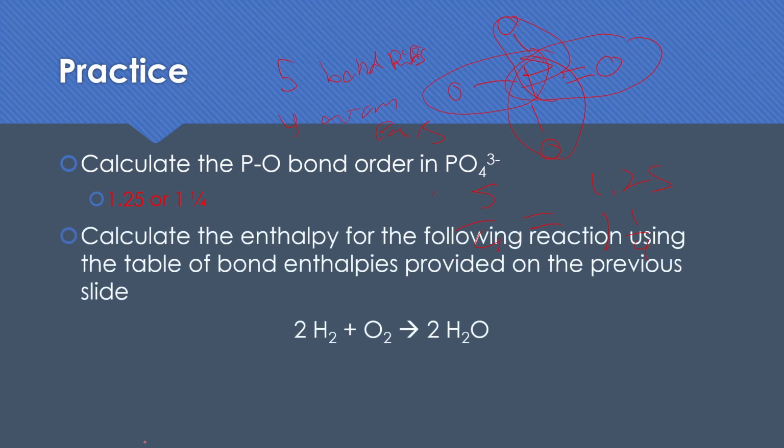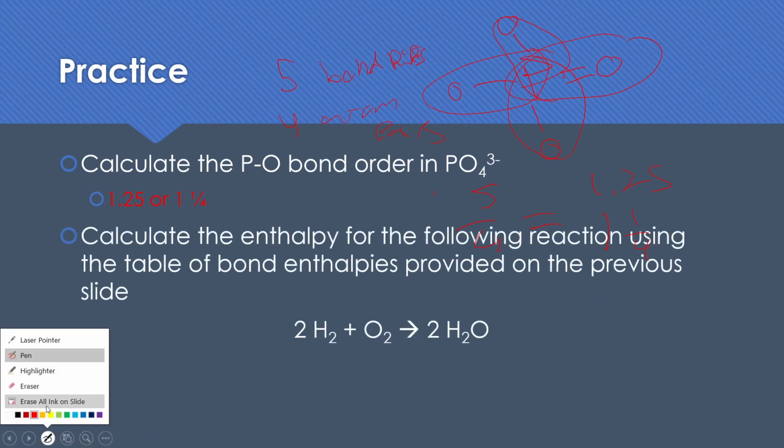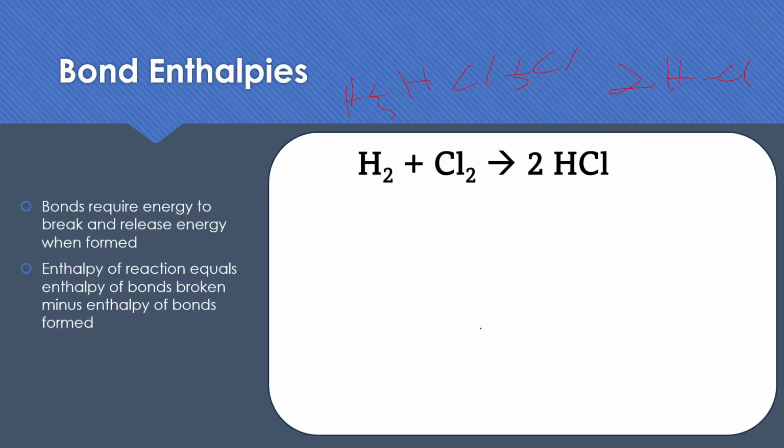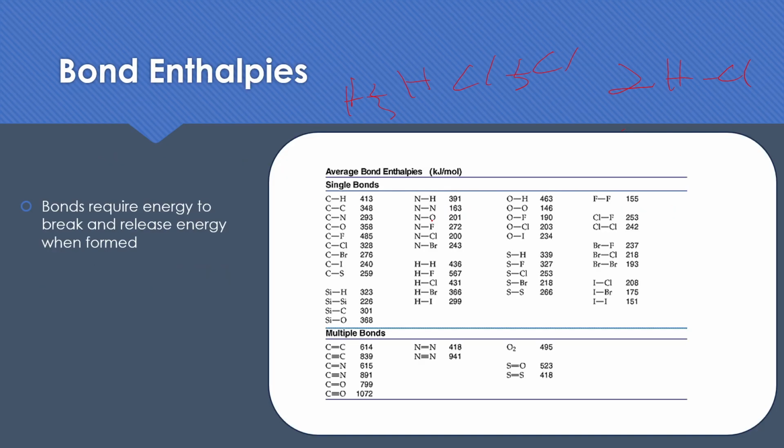Calculate the enthalpy for the following reaction using the table of bond enthalpies provided on the previous slide. 2H2 plus O2 gives me 2H2O. So let's go back to that slide. Okay, so get rid of this ink. 2H2 plus O2 gives me 2H2O.